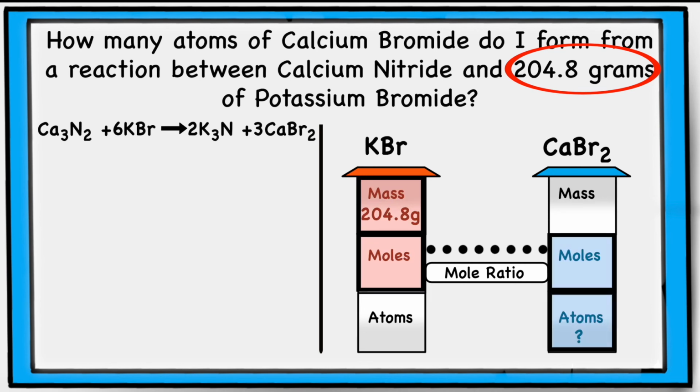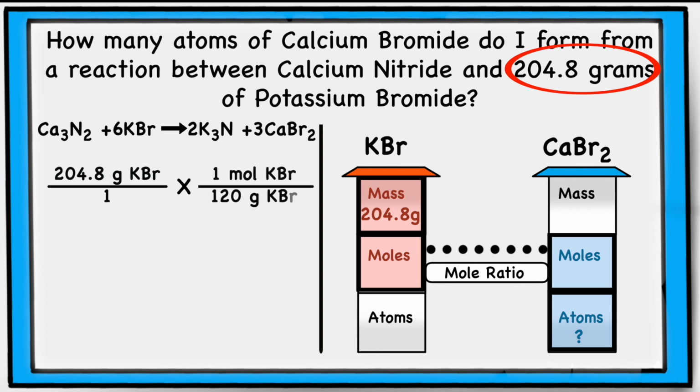Our first step is getting our grams of potassium bromide to moles of potassium bromide. We do this by simply multiplying 204.8 grams of potassium bromide, in other words, what is given, over 1, by 1 mole of potassium bromide over the formula mass of potassium bromide, or 120 grams of potassium bromide. This gives us 1.71 moles of potassium bromide.